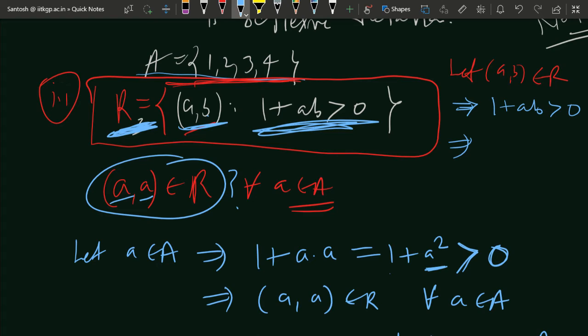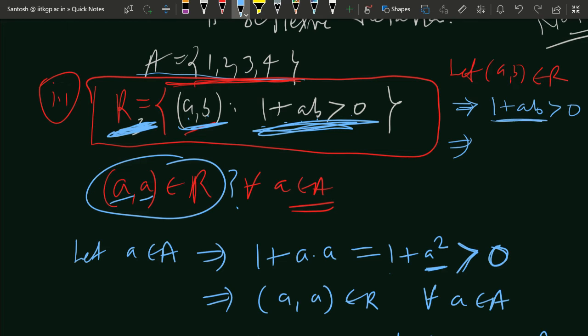You must interchange and check. So let's interchange. If I write AB and BA interchange, then it will become 1 plus BA more than 0. If you prove that 1 plus BA more than 0, then you can say BA belongs to R and then it is symmetric.